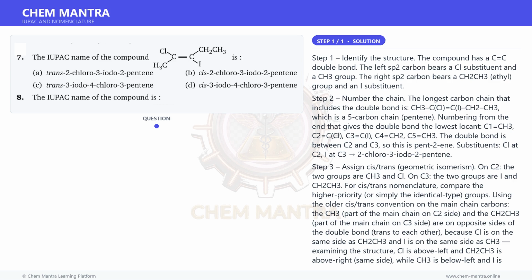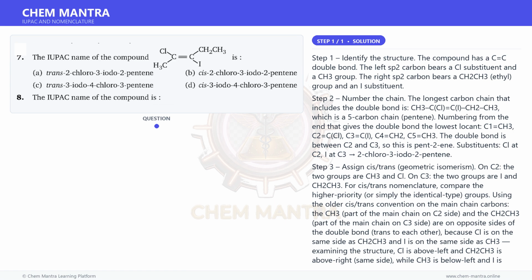The compound has a C=C double bond. The left sp2 carbon bears a Cl substituent and a CH3 group. The right sp2 carbon bears a CH2CH3 ethyl group and an I substituent.